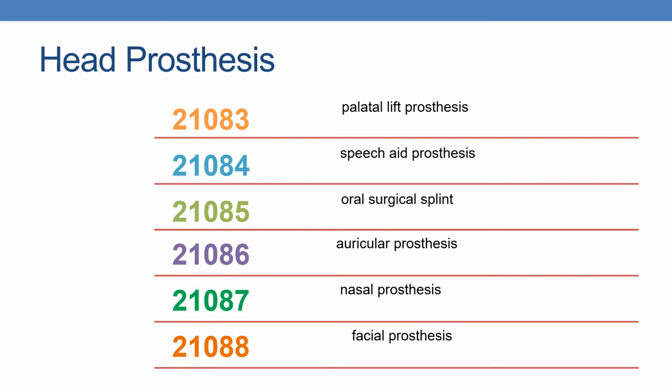The next is 21083, it deals with palatal lift prosthesis. The next is 21084, it deals with speech aid prosthesis. The next is 21085, it deals with oral surgical splint. The next is 21086, it deals with auricular prosthesis. The next is 21087, it deals with nasal prosthesis. The next is 21088, it deals with facial prosthesis.